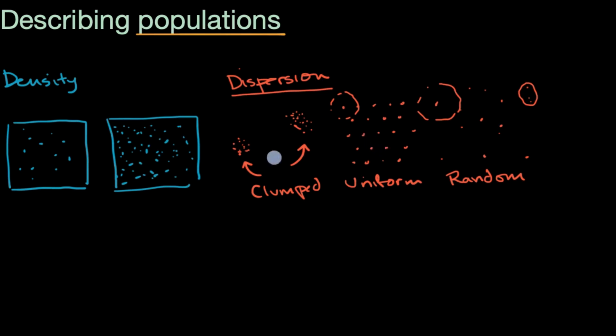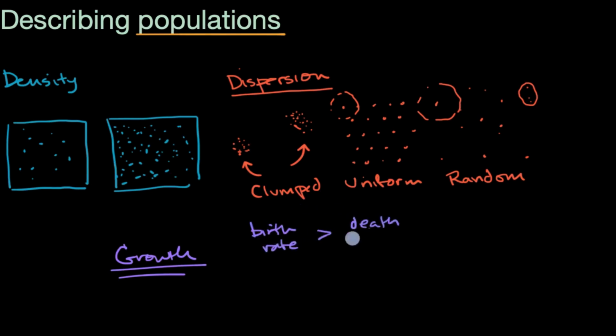Now the last dimension of describing populations, and as I mentioned, there's many other ways to describe them, is the growth of a population. So what would cause a population to grow or shrink at a very basic level? Well, if your birth rate is larger than your death rate, that's going to lead to growth. Your population is going to increase. If, for example, 100 individuals are born per year and 90 individuals on average die per year, your population is going to grow by 10 per year.